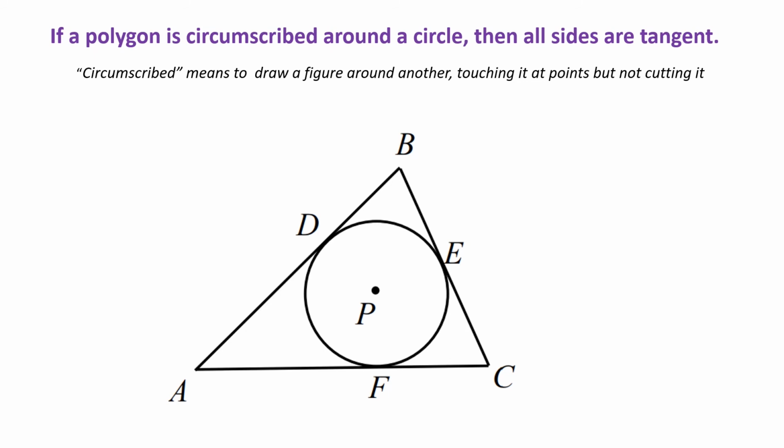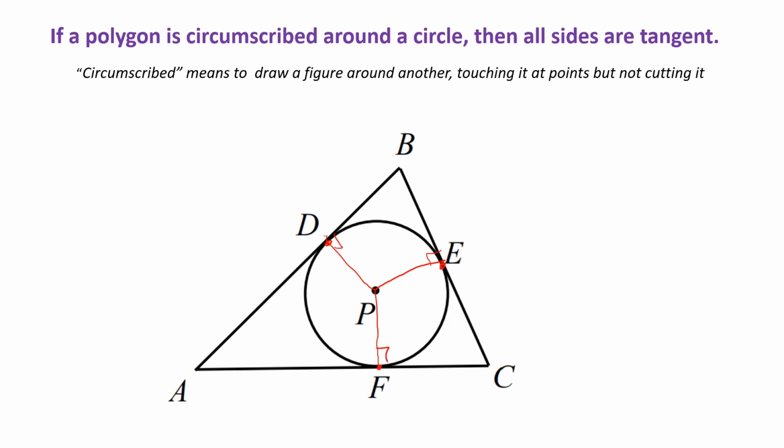And so if all of these sides are tangent, that would make D, E, and F points of tangency, right? And if they are tangent, that would make the lines perpendicular to the radii. So that would make this a right angle, this a right angle. This would also be a right angle.